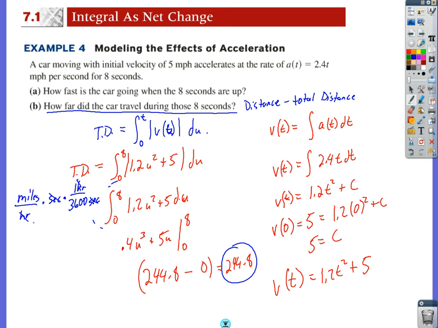So I take my 244.8 times 1 over 3,600, and I get 0.068 miles. So that's one fast car that in 0.068 miles goes up from 5 miles per hour to 81 point whatever miles per hour. Dang, right? That's zipping pretty quick.